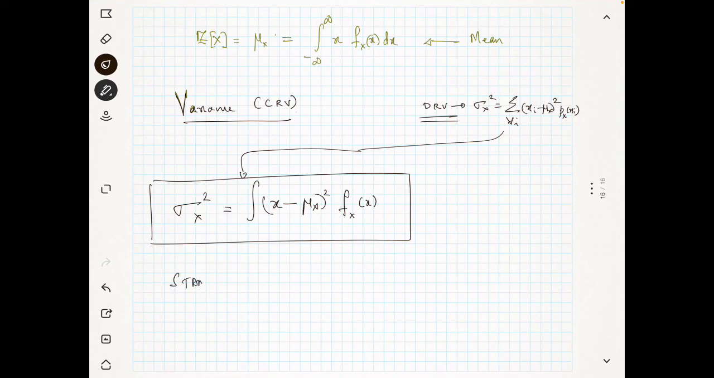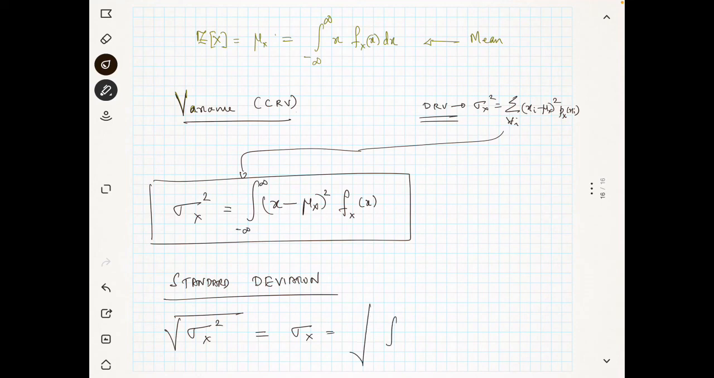Then I will talk about the standard deviation. What do you mean by standard deviation? The standard deviation is nothing but the square root of sigma x square, that means the square root of the variance, which is sigma x. Here the integral is from minus infinity to infinity, so it is the square root of the integral of x minus mu x the square into fx of x dx. So this is the standard deviation.